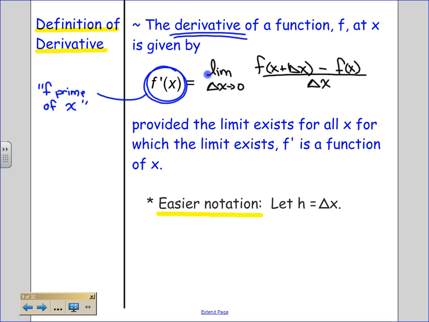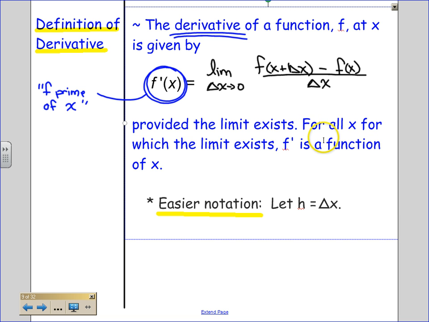I find my derivative. Now, my English people, I know there's a little typo. Did you find it? There's an awkward "for all." Sorry, split sentence. I did a weird run-on thing. So the derivative is given by, provided the limit exists. For all x for which the limit exists, f prime is a function of x. But this also kind of begs the question, so f prime doesn't always exist? Yeah, we'll talk about that.